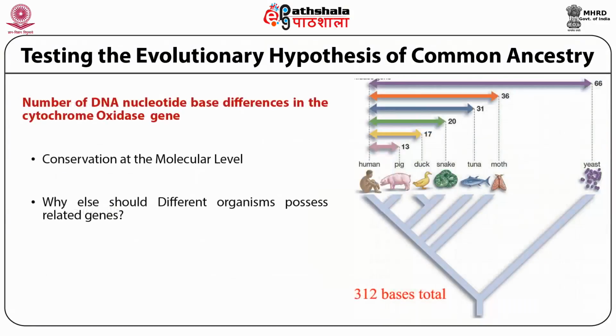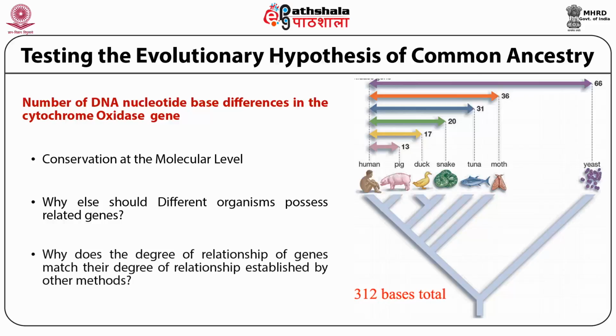It shows the number of DNA nucleotide based differences in the cytochrome oxidase gene. If we see the differences between human, pig, duck, snake, tuna and moth and even the yeast, the number of DNA nucleotide based differences is only 13 in the case of pig, 17 in the case of duck, 20 in the case of snake. In the case of tuna, it is 31, 36 in the case of moth, whereas it is 66 in the case of yeast.